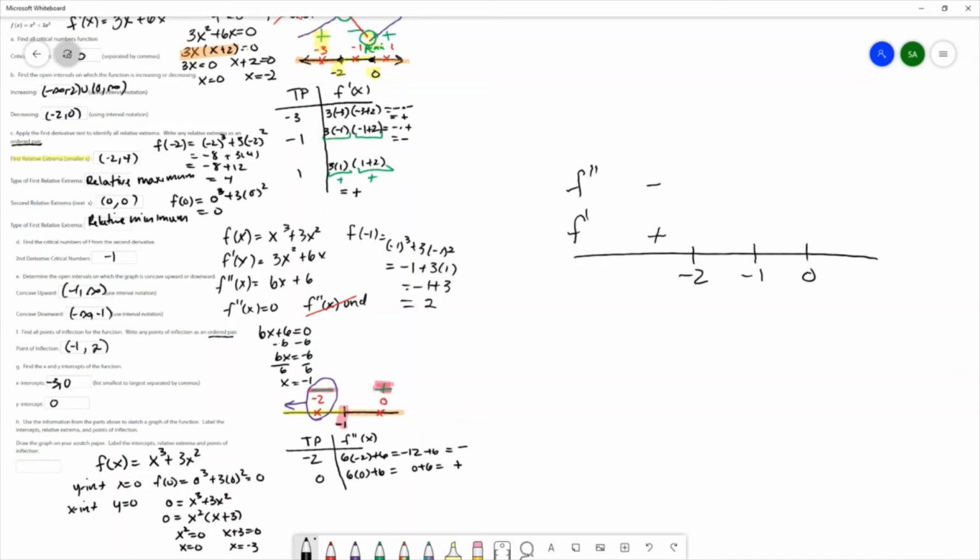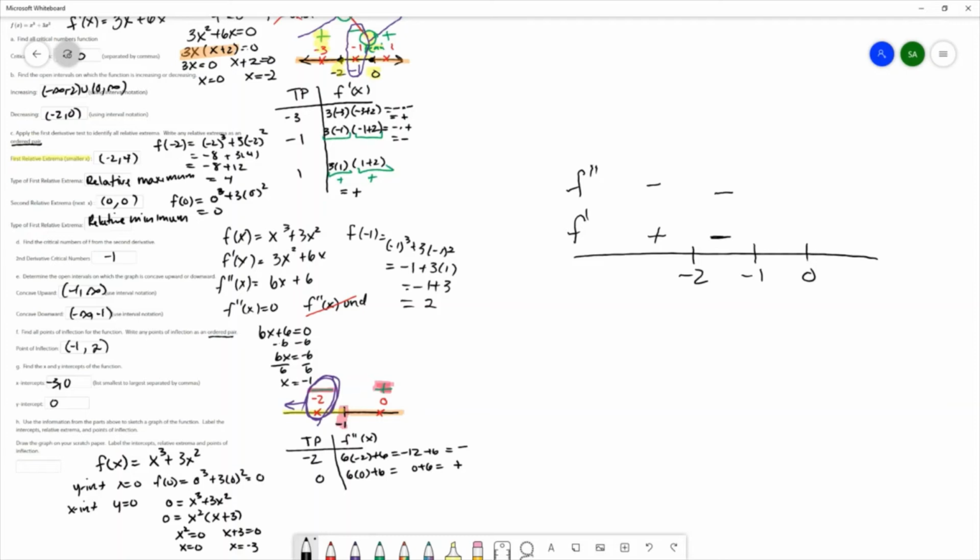And then I want to look at -1. So on the first derivative, -1 would have been here. So that means that for the value of -1, our first derivative was negative, and that was decreasing. And to the left of -1 in the second derivative, we had negative, so concave down.